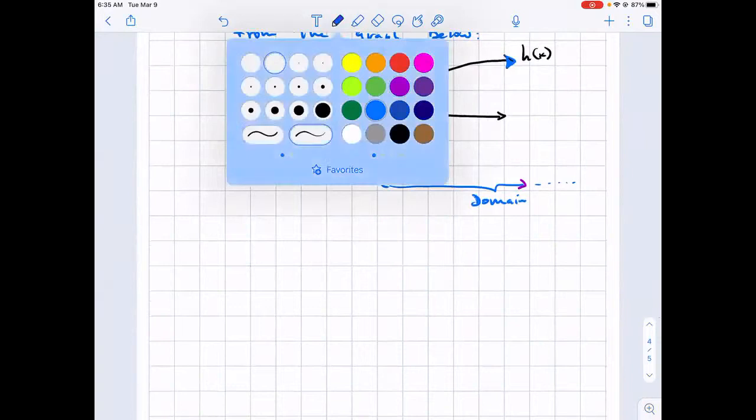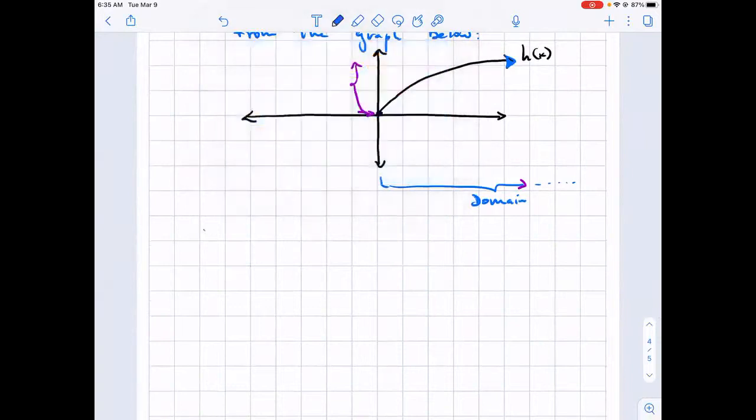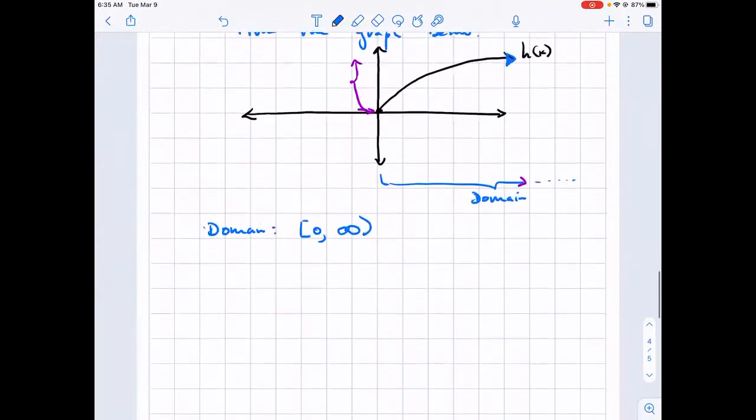So when we write the domain, the domain will be from 0, which is the x value, going all the way up to infinity. And it goes to infinity, right? It goes to infinity because we don't know where the graph stops. That graph is continuous. There's an arrow there. And infinity always gets a parenthesis.